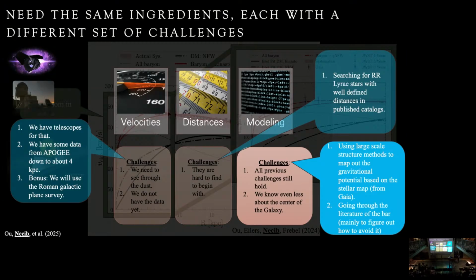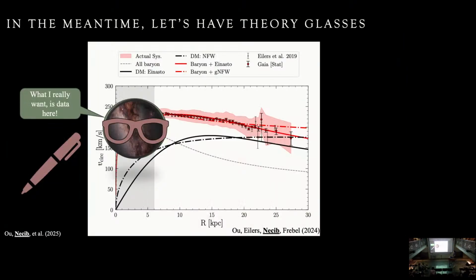So that's all the things that are going to keep us busy for the next couple of years. But in the meantime, what we can do is actually put on theory glasses and try to see what we actually expect for the inner part of the profile. We did talk about NFWs, we did talk about baryonic feedback. But can we put all of it together to figure out exactly a range of possibilities? For that, we're going to use simulations.